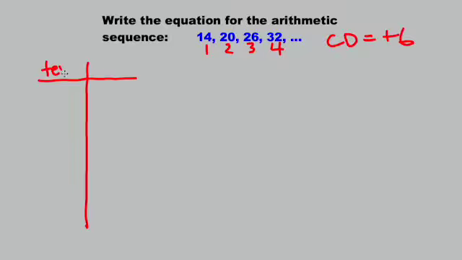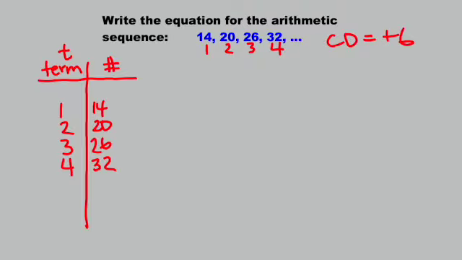We have what we call the term number, or if you want T for shortcut, and the actual number itself. So for instance, term number 1 is 14. And then term number 2 is 20. Term number 3 is 26. And then finally, term number 4 is 32. So we could keep going and adding in more numbers, but we're not.